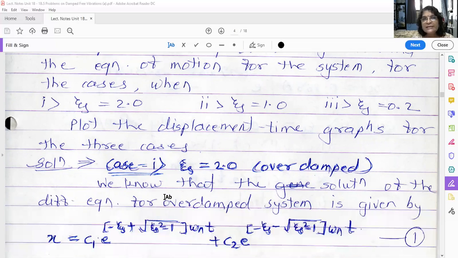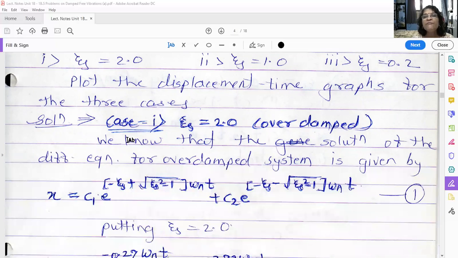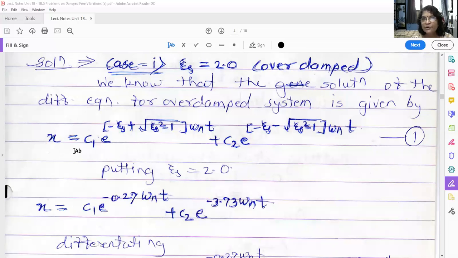Okay. So let us consider the first case. In the first case, what is the value of zeta given? That is 2.0. That is an over damped system because zeta is greater than 1. We have already studied that the solution of the differential equation for an over damped system is given by x is equal to c1 e raised to s1t, where s1 is minus zeta plus square root of zeta square minus 1 into omega n, plus c2 into e raised to s2t, where s2 is minus zeta minus square root of zeta square minus 1 into omega n.